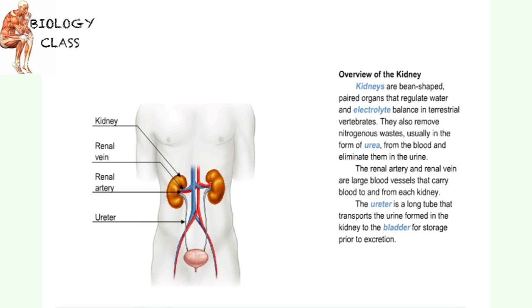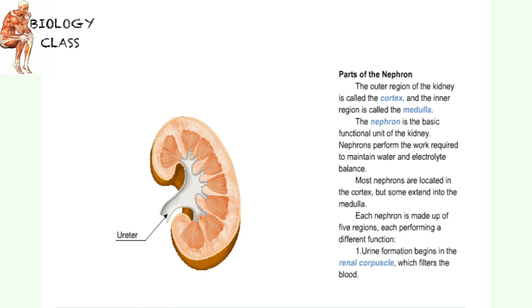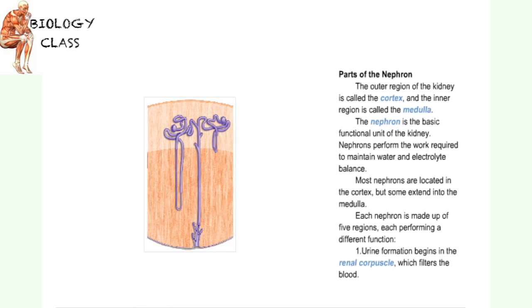The ureter is a long tube that transports the urine formed in the kidney to the bladder for storage prior to excretion. The outer region of the kidney is called the cortex, and the inner region is called the medulla. The nephron is a basic functional unit of the kidney.